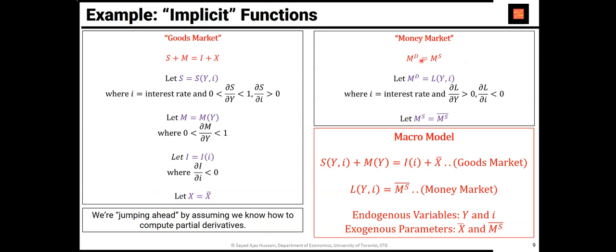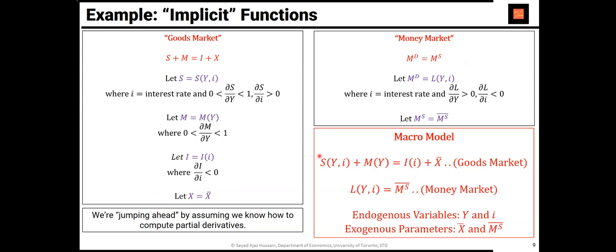In the money market, let's assume the demand for liquidity is proportional to GDP and inversely proportional to interest rates. That's exactly what you see here. And now let's assume that money supply is fixed. So therefore, in the money market, demand for money, liquidity, is equal to constant money supply.